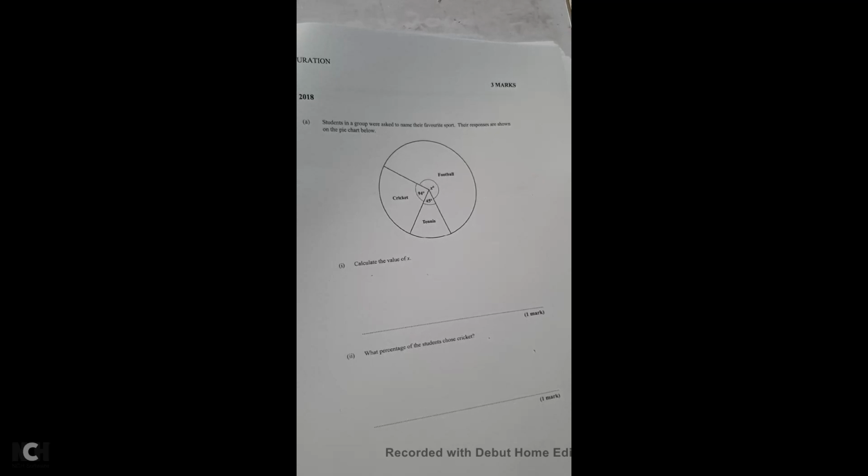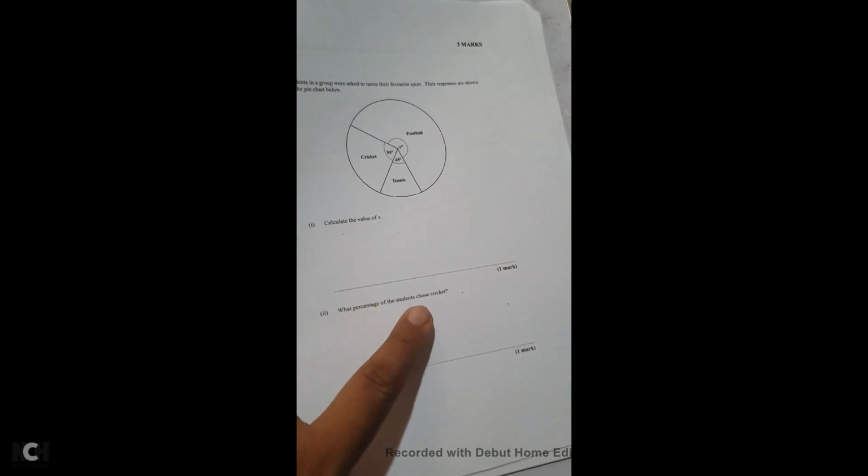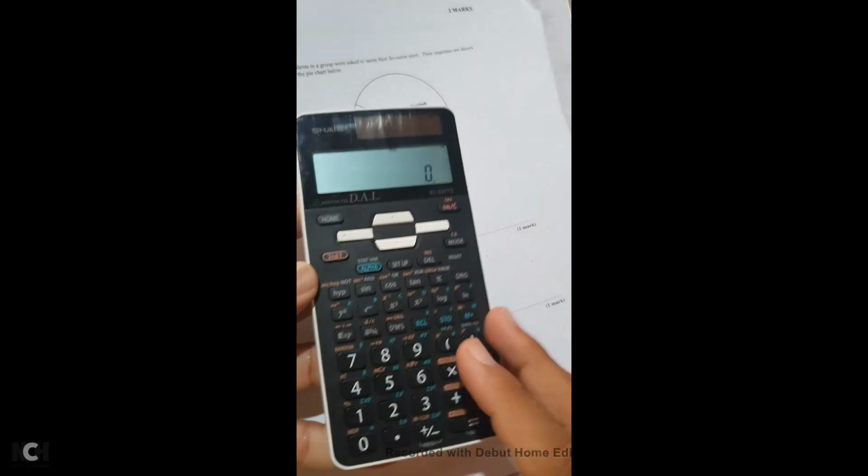So 221 degrees, obviously. Now, some people, in the past when I taught them this, put centimeters. Please be aware of what you are dealing with. The metric unit here is degrees. So it's 221 degrees. Now, the next question asks us what percentage of students chose cricket? So, cricket is 94 out of the 360 degrees, right? And we want it in terms of percentage.